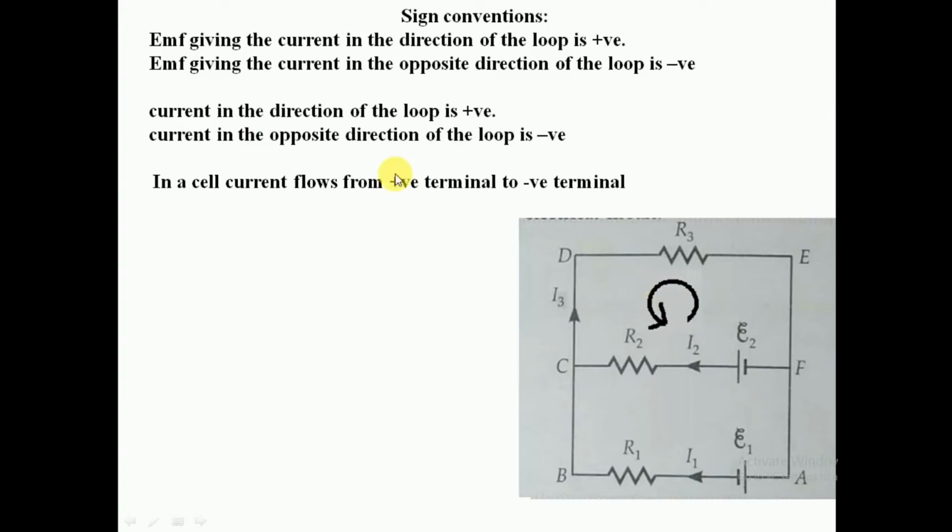as negative. And if you consider a cell, the cell always gives the current in the direction from positive to negative. If you consider this cell, the current will flow from positive to negative, and if you see this cell, the current will flow from positive to negative.